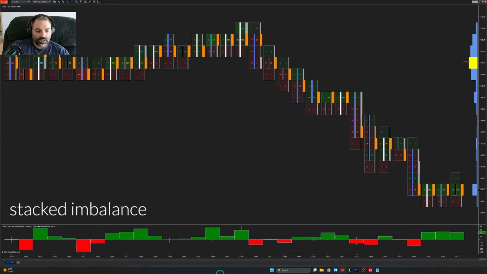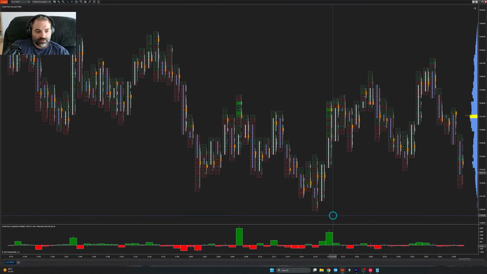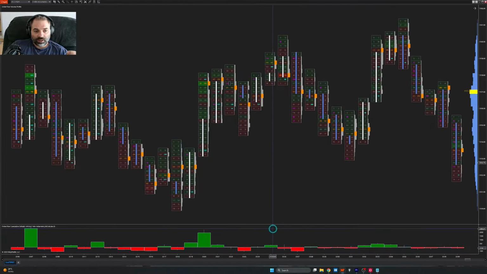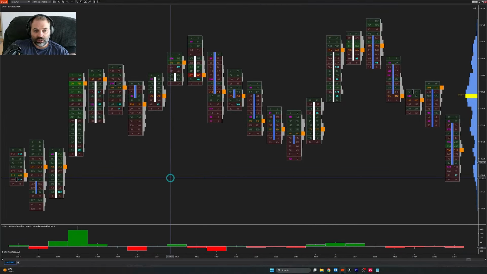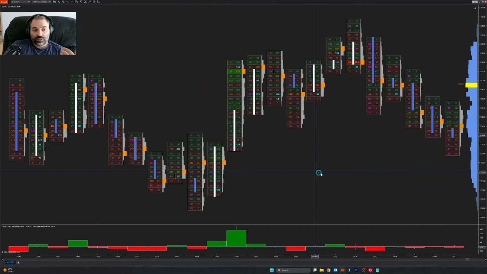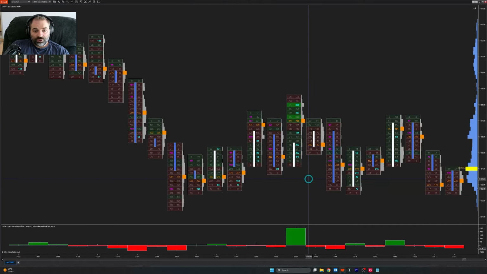Let's just switch to ES because it's much easier on the eyes, right? And let's just look for stacked imbalances. So basically stacked imbalances are two or more levels of imbalance right next to each other. Now let's say I'd prefer to see three or more. So 3, 4, or whatever levels, I would consider that to be a stacked imbalance. So right here we have 3 levels of imbalance, and this will be considered a stacked imbalance.